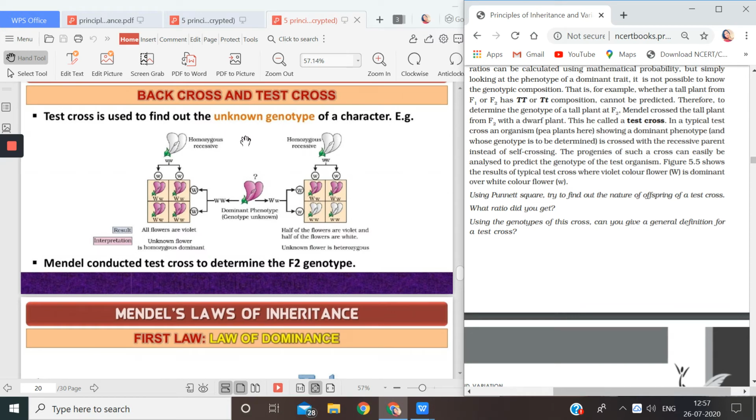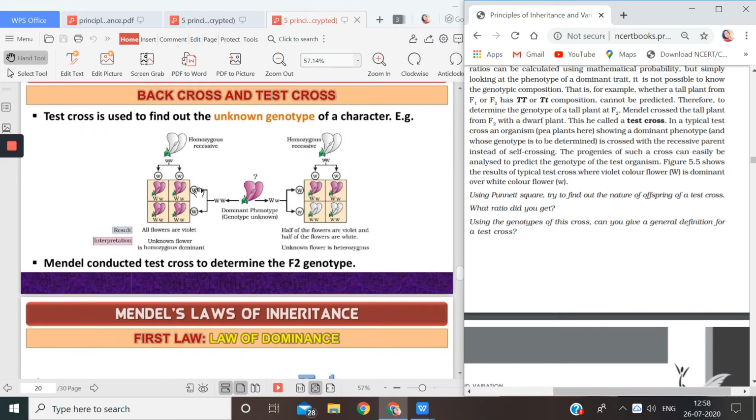So if I want to find out the genotype of a character, what will I do? I will take both the possibilities, because I don't know whether the genotype is homozygous dominant or heterozygous dominant. So I will do the cross taking both the probabilities. One parent is fixed and known. Which parent is known? The recessive parent is known. But I don't know the genotype of the other parent, which is dominant. So I have taken both the possibilities.